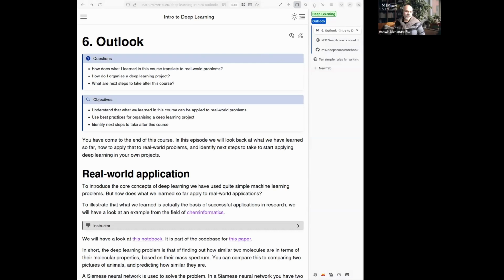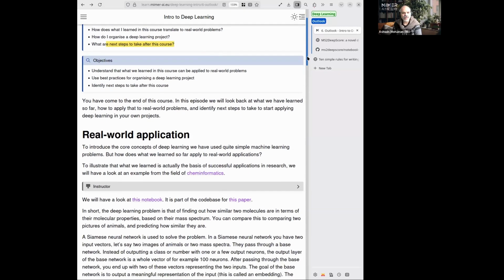The question maybe we are trying to answer at this stage is, where do we go from here? We have learned a couple of architectures in this course, a couple of different tasks, things to improve your training, but how does it apply to your particular problem, a real world problem that you have in mind, and what is the next step?